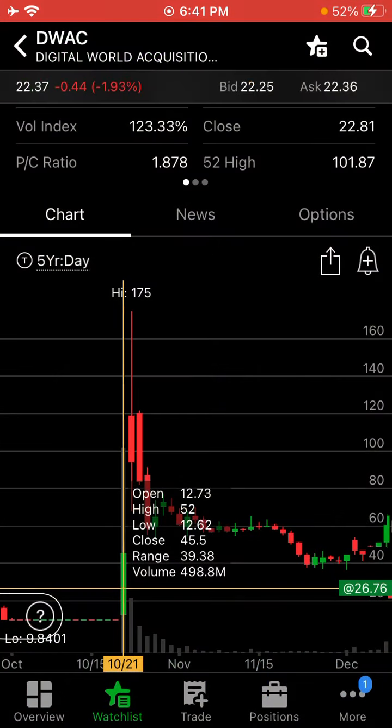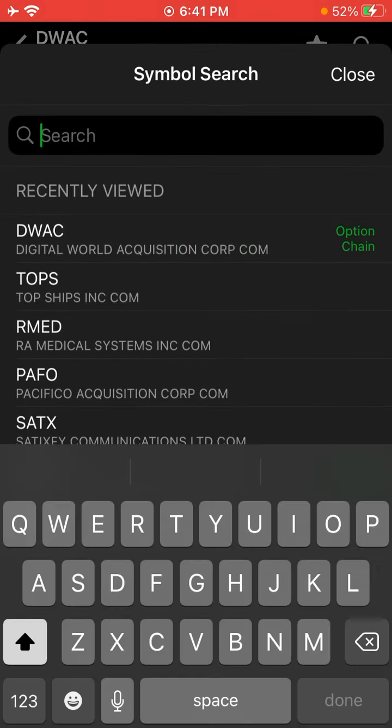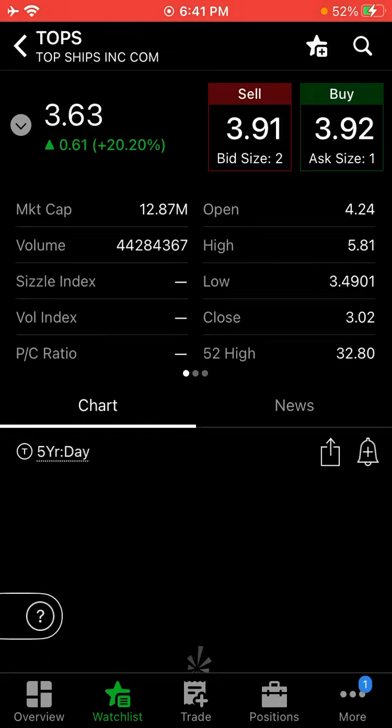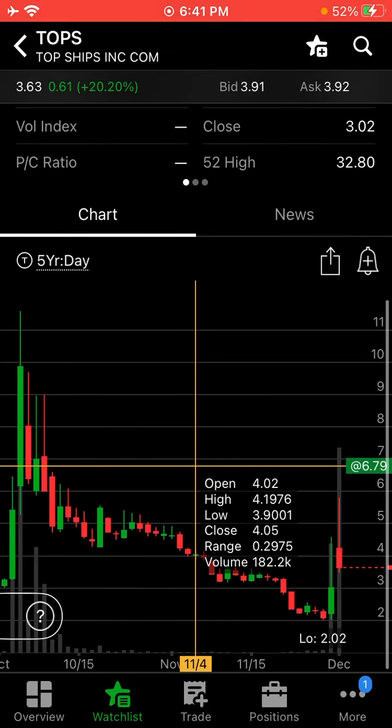So those are my thoughts on float rotation. And I think you can understand now how I use float rotation in my trades. So now I'll talk about cap rotation.